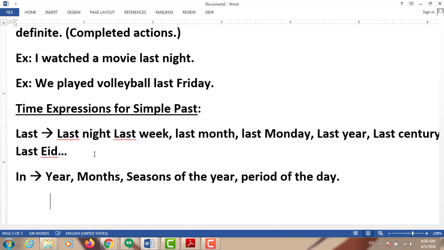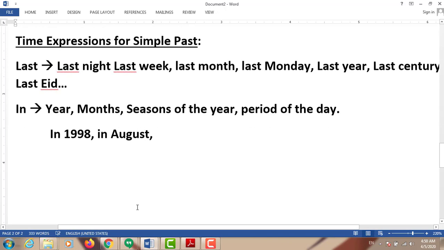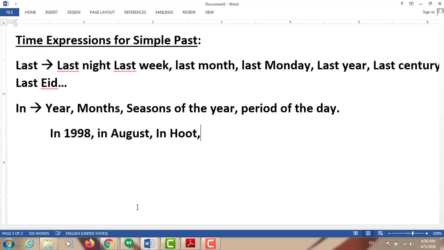Okay. So year. Let me give you an example for year. In 1998. For year we use what? "In." For example, you say "I was born in 1998." For a month, "in August." Also, the year which we have, it's the lunar year, Hijri Shamsi. We say "in Hut." No problem, it's a month. Okay, seasons of the year, and spring. My favorite season is spring nowadays because it's very beautiful.